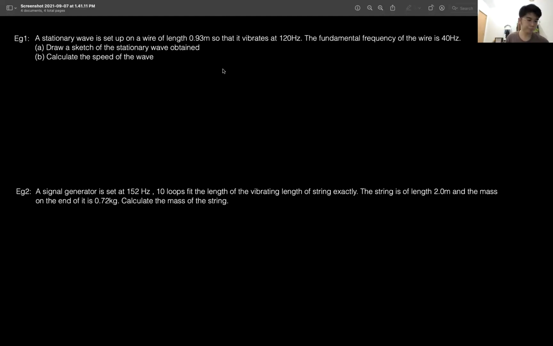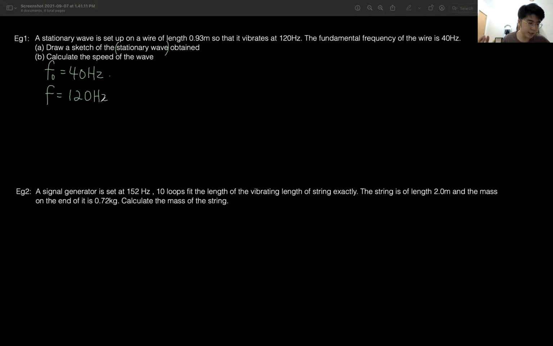Okay, example 1. Stationary wave is set up on a wire of length 0.93 so that it vibrates at 120 Hertz. Fundamental frequency is 40. Draw a sketch of the stationary wave obtained. Okay, so fundamental frequency, let's write it down. F note is 40 Hertz. And what is the frequency of the stationary wave? 120, right? 120.